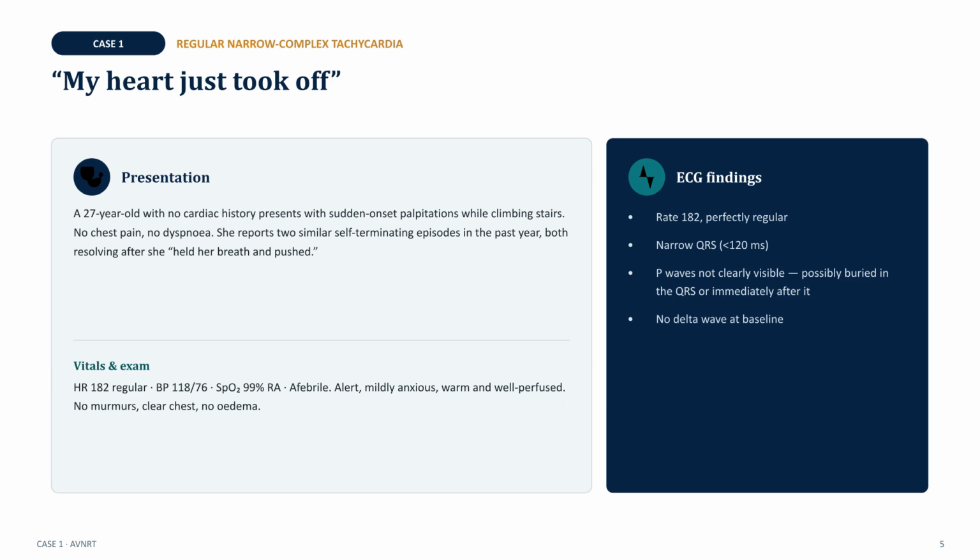In our first case, a 27-year-old presents with sudden onset palpitations. Her ECG shows a regular narrow complex tachycardia at 182 beats per minute. She is hemodynamically stable. Let's evaluate this presentation.